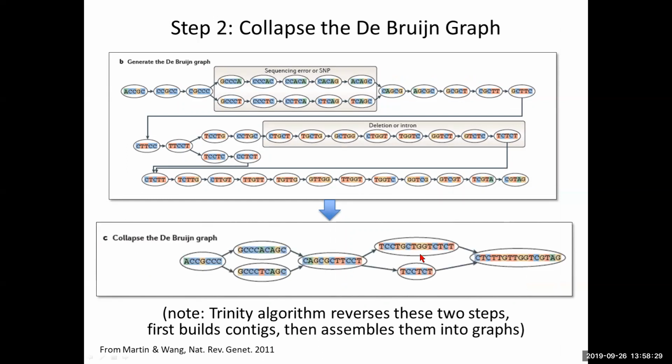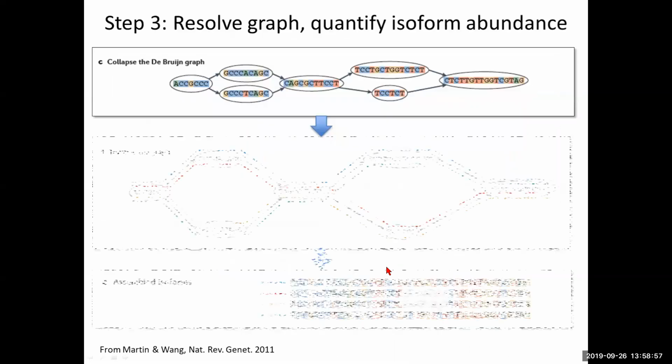Then you collapse this De Bruijn graph, and you end up with something that captures your whole transcriptome but still has some ambiguity. For example, you don't know if this exon goes with that exon or with this exon. I could take the top path here and the top path there, or maybe the top path goes with the bottom path. That's sometimes very hard to infer, and that's where you have to do some graph reasoning.